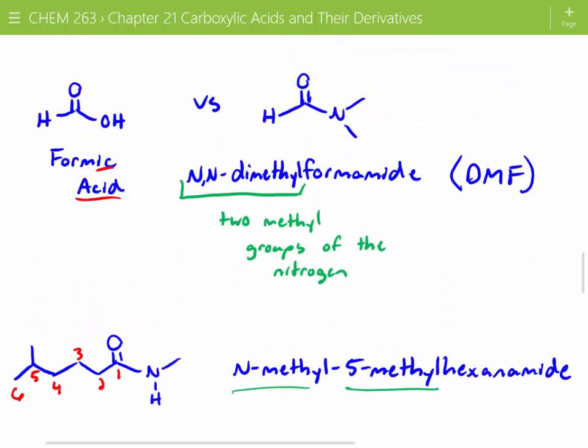Because we had 2 methyl groups coming off of the nitrogen, so we say N,N. Yeah, I mean, oftentimes it's implied, but we still do N,N. That's just the IUPAC rules. If there's 2 substituents, we do N,N.